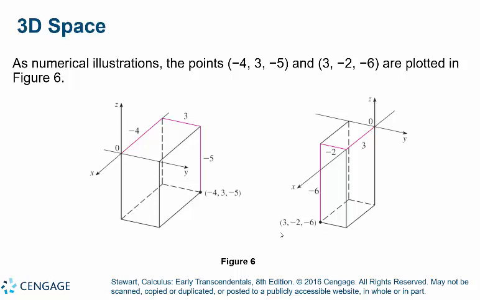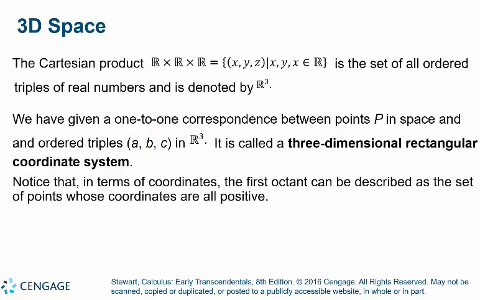All right, so as a numerical illustration, what I've done here is I plotted the points. First, (-4, 3, -5), and then (3, -2, -6) are plotted in the figures. So to get this point here, I started at the origin. I went backwards 4 units along the x-axis, negative, 3 units in y, and then -5 units down in z. And you can do the same thing here. X is +3, over to -2, and then down to -6. And that's exactly how you plot them.